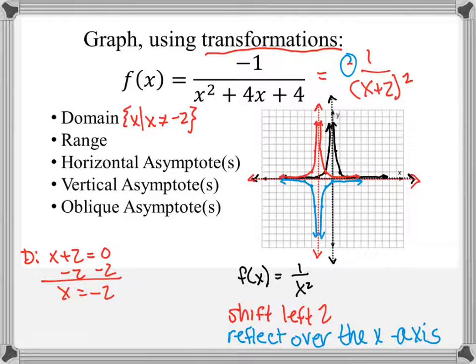So the blue graph is the graph of my function. Now it's easier to identify the range, and we can see that on this blue graph we have values plotted for every y value that is less than 0. So our range is a set of all y's such that y is less than 0. We can see our horizontal asymptote at y equals 0. We can see our vertical asymptote at x equals -2. Again, we do not have an oblique asymptote.